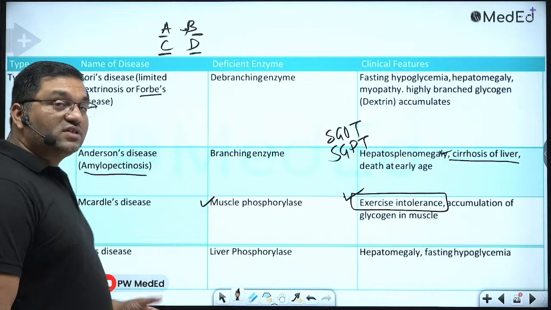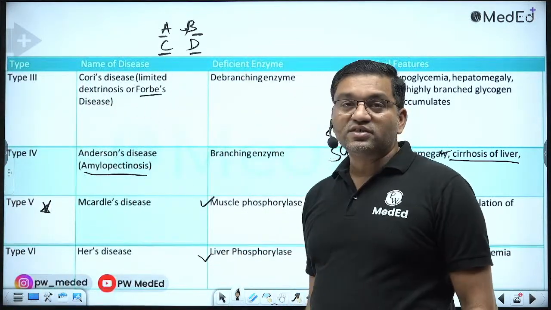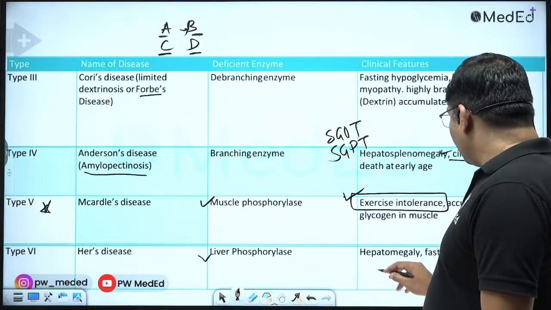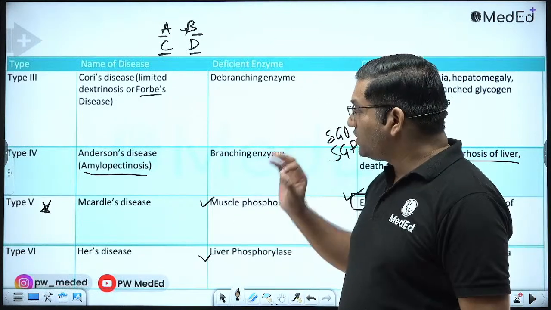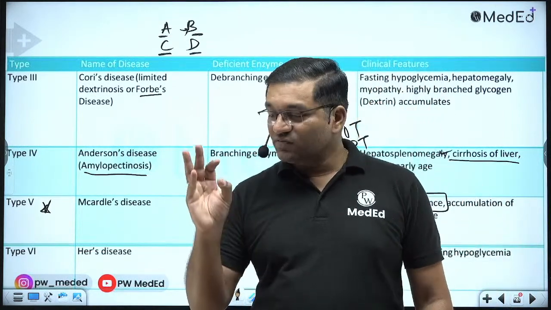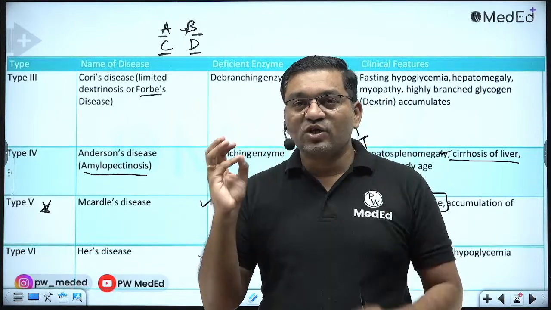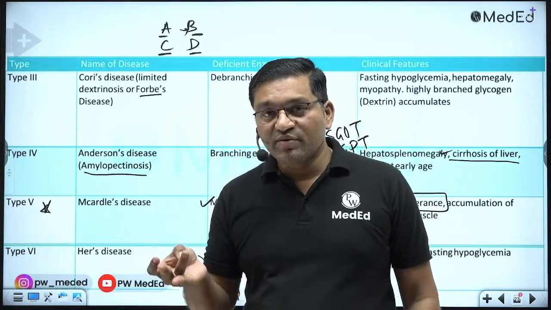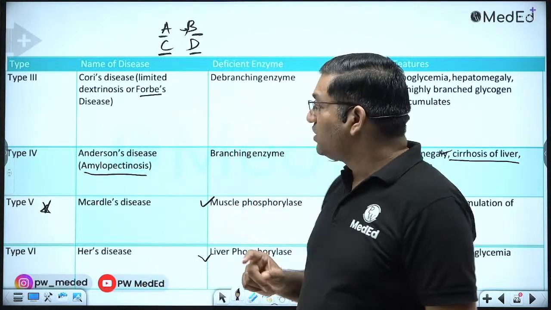The sixth one is Hers disease, due to liver phosphorylase defect, and there is hepatomegaly and fasting hypoglycemia. So the diseases which are important for the exam: von Gierke's disease, with hepatorenomegaly, doll-like facies, hyperlipidemia, hyperuricemia, fasting hypoglycemia, lactic acidosis. This is important.